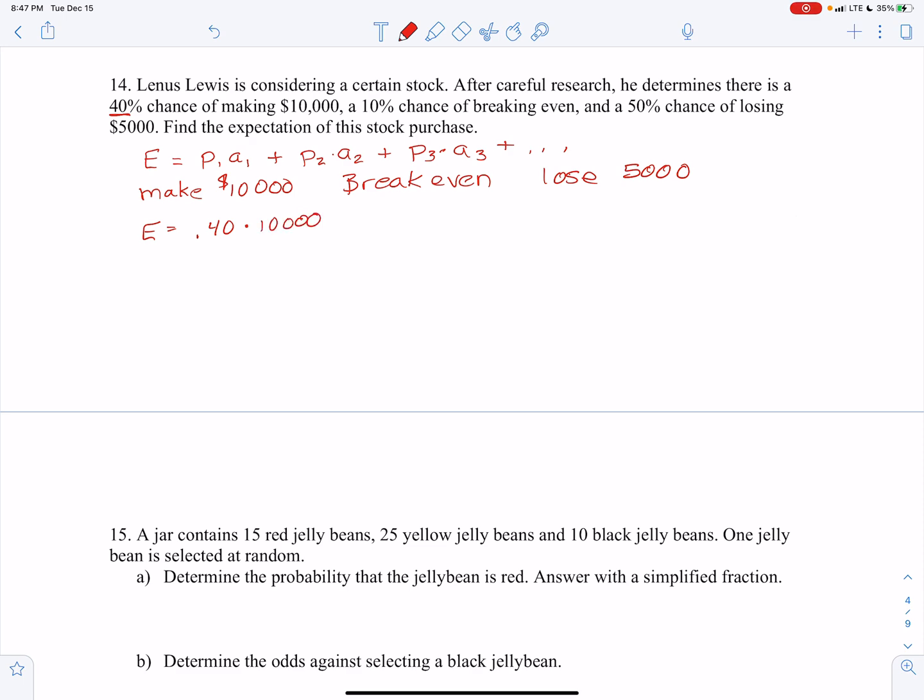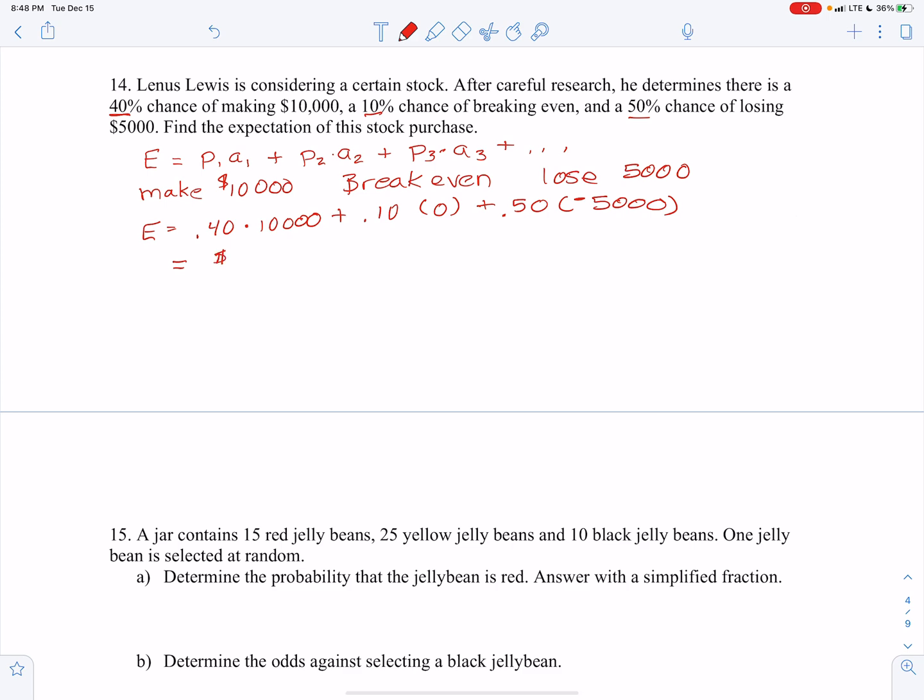Now the probability that he'll break even is 10%, or as a decimal, 0.10. And if he breaks even, there's no gain or loss, so it's 0. The probability that he'll lose 5,000 as a decimal is 0.50, and since it's a loss, it'll be a negative 5,000. So if we multiply this out, the 0.40 times 10,000 plus 0.10 times 0 plus 0.50 times a negative 5,000.